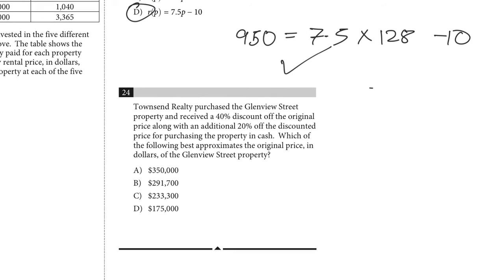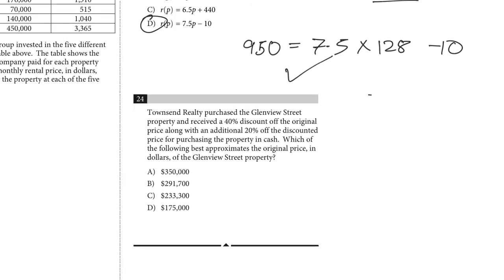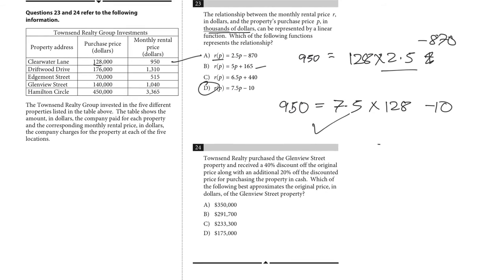Townsend Realty purchased the Glenview Street property and received a 40% off discount of the original price, along with an additional 20% off the discounted price for purchasing the property in cash. Which of the following best approximates the original price in dollars of the Glenview Street property? Okay. So first they got a 40% discount, and then they got another 20% discount. And the cost for the Glenview Street property is 140,000. Alright, 140,000.